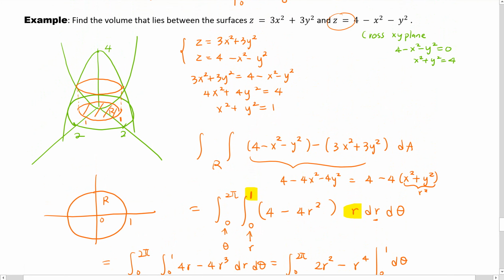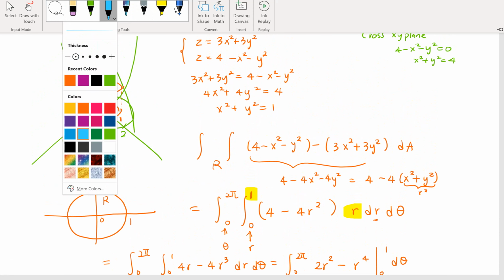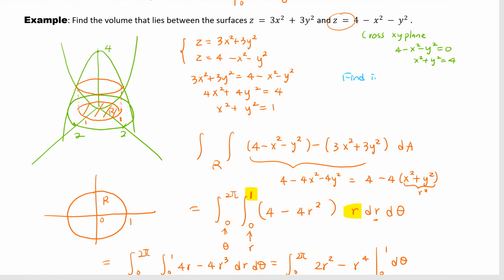So for this example, just be careful. We need to find the intersection of the surfaces, and then project onto the xy plane to get the region R. Depending on the region, if it's a circle, then we would use polar coordinates. All right, let's continue.